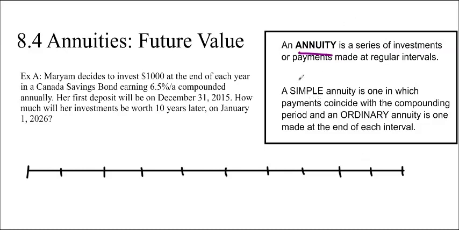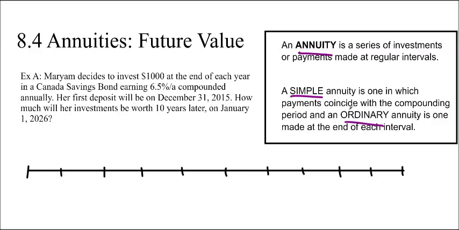So it just works with a regular compound interest account, and we're making regular payments instead of just making one payment and then leaving it alone for 20, 30 years or whatever it is. Okay? So a simple ordinary annuity is the kind that we are going to be worried about. A simple annuity is one where the payments coincide with compounding periods, and an ordinary annuity is one made at the end of each interval.